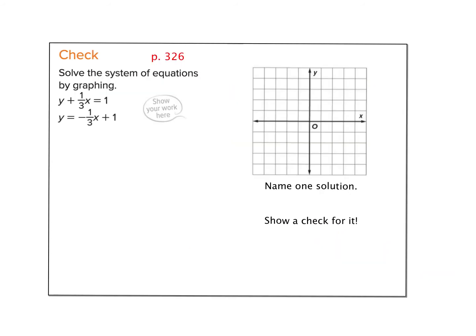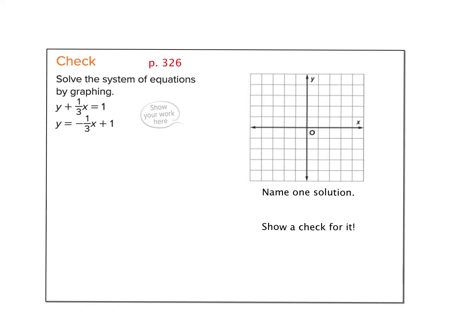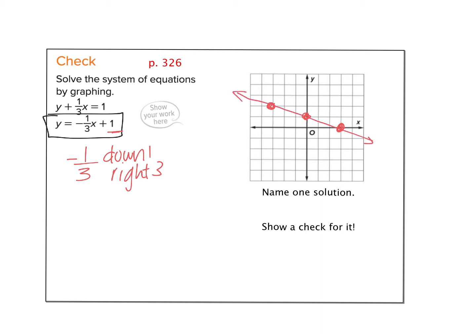Okay, let's go ahead and check this one. On page 326, the check. It says solve the systems by graphing. All right, let's start with this one right here. This one's already written well for you. It's already in y equals mx plus b form. So I'm going to start at 1, my y-intercept, and my slope is -1/3. That means down 1 to the right 3. So I'm going to go down 1 to the right 3. There's my next point. If I want to go backwards, I'll go up 1, backwards 3. There's a point. And I'll connect it.